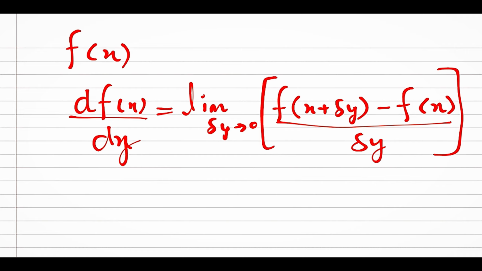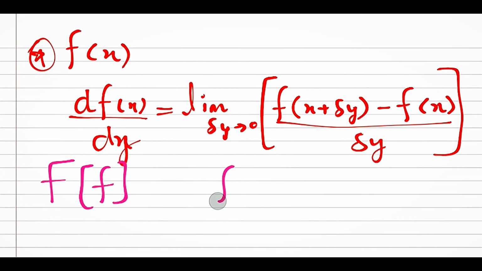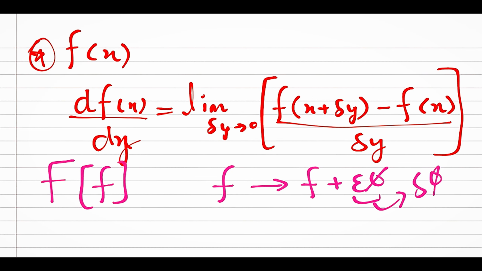Now let's see how we define the derivative of functionals. If we have a functional capital F, we know that it depends upon a function f. So let us see how we define its variation, that f changes into f plus e, which is a small change, times some phi field. So we can express it equivalently in that form. Here you can say that this is a small change in the field that we are adding.